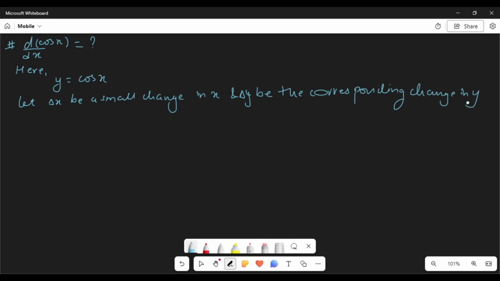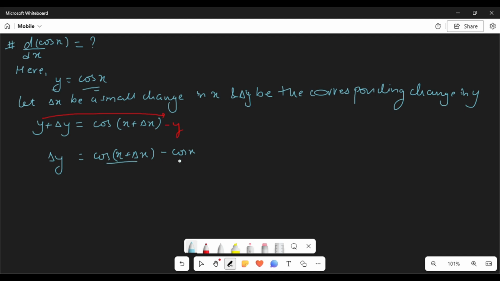Corresponding change in y. Now we find del y. We put x plus del x in place of x. Again, as earlier, we take our y on that side, so it becomes minus y. Therefore, del y becomes cos(x plus del x) minus cos x. Right. So again, what we said earlier, we have to transform our difference into product.